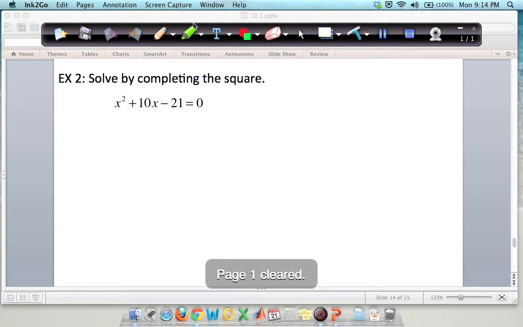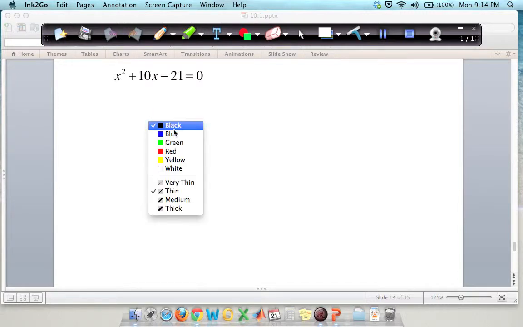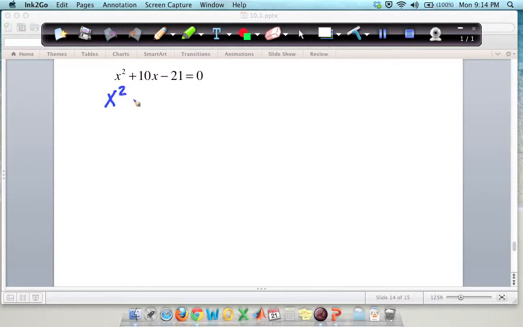Okay, so now let's do another example where we are not having to write each step separately. Let's just go ahead and solve it using those steps. The first step says that a should be 1, which in our case it is. So I can go ahead to step 2, and that means I'm going to leave the x squared and x term, and I'm going to move the negative 21. I'm going to add it over to the other side.